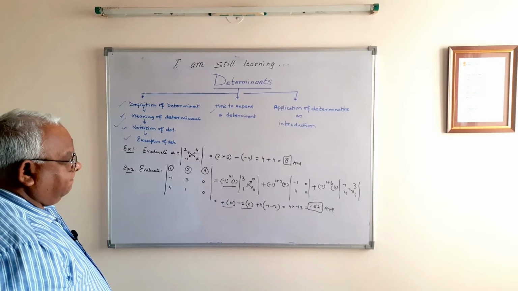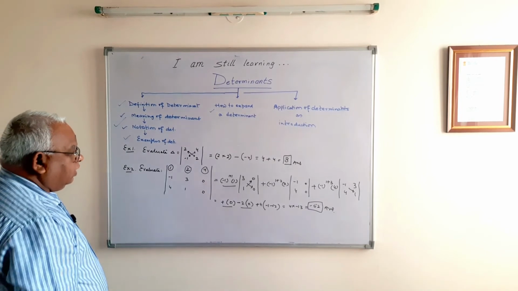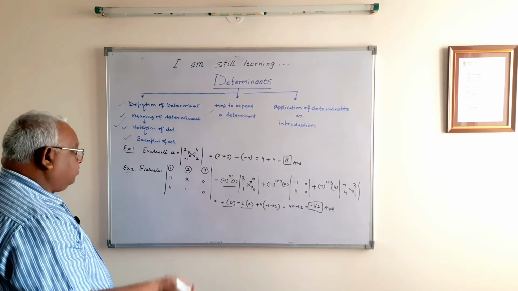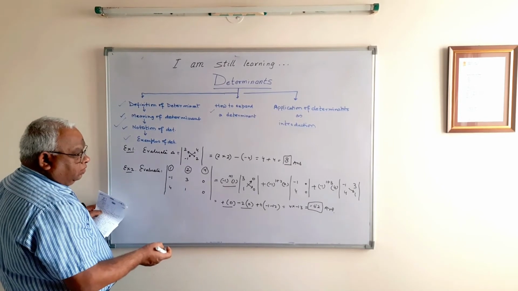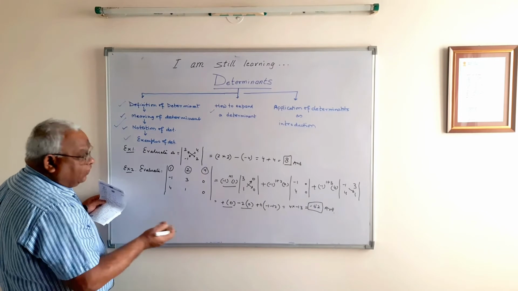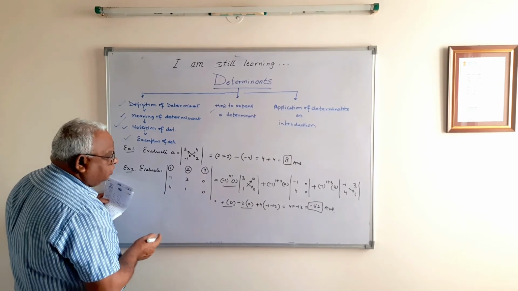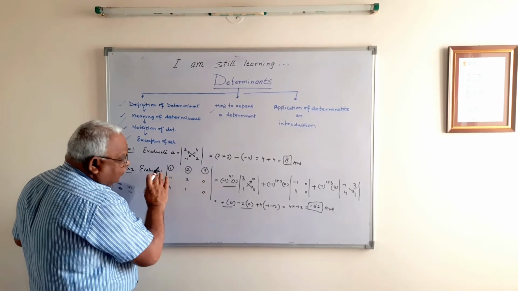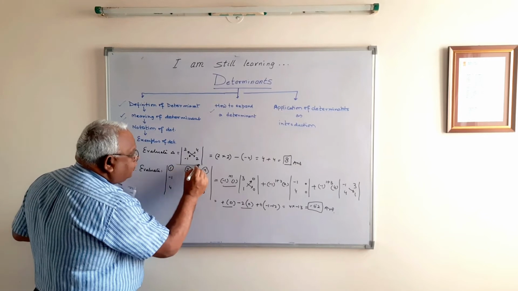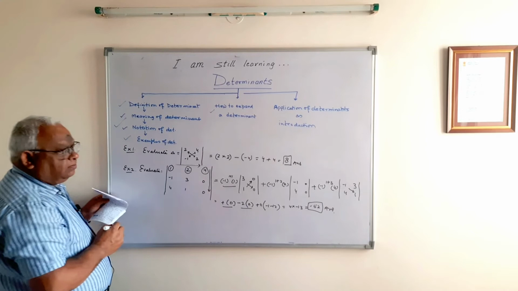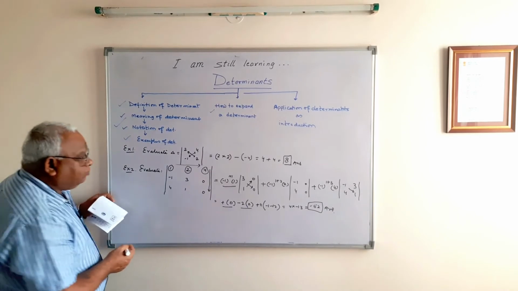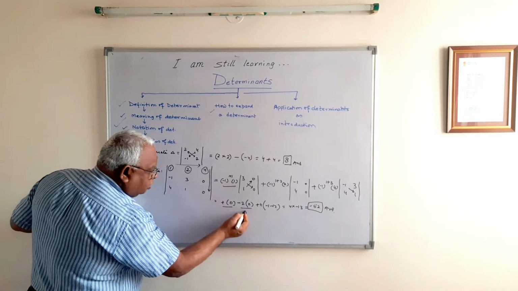Now, let me do one more experiment to get the same answer. Let's see. Now, this is the expansion along the first row. Now, let us see the expansion along the first column. Let's see what happened.